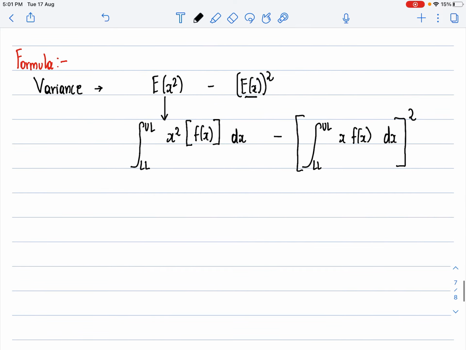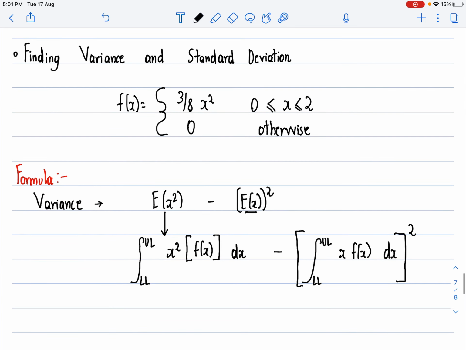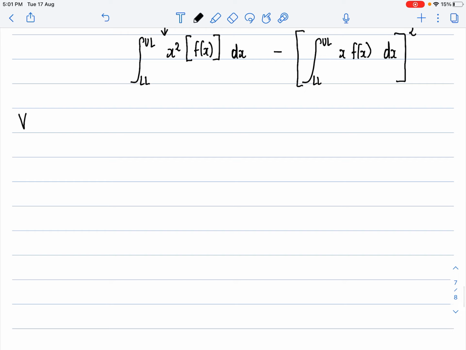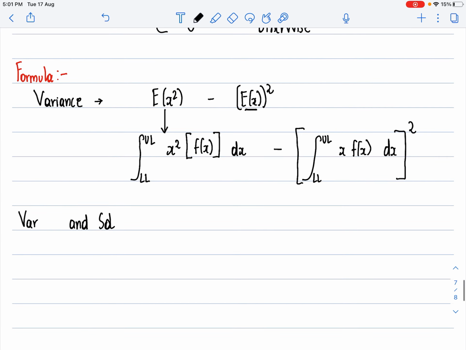The only thing which is new, which you need to note, is that E of x square is basically x square into f of x with the lower limit to the upper limit. Correct? This is what you need to know. Now, if we are taking this example and we are asked to calculate the variance and the standard deviation, for the standard deviation it's really simple. The variance which you calculate, you just need to root the variance, because standard deviation is a square root of the variance.